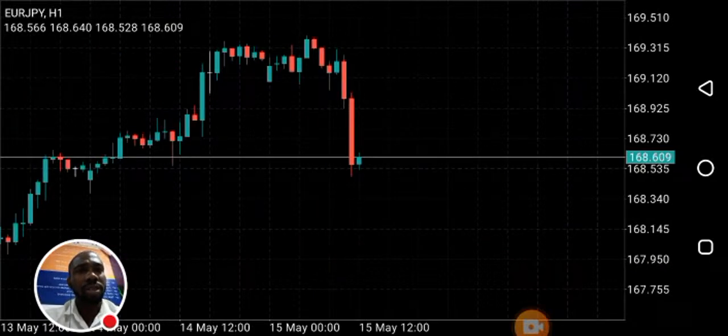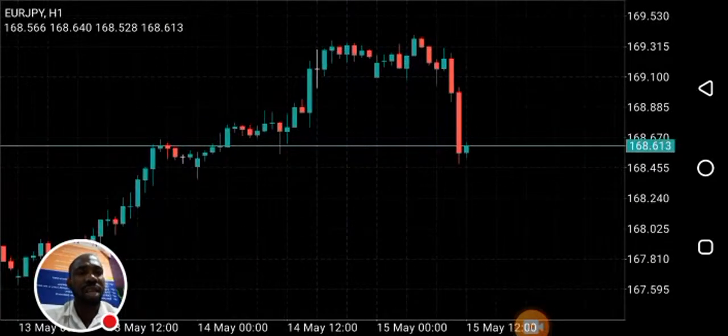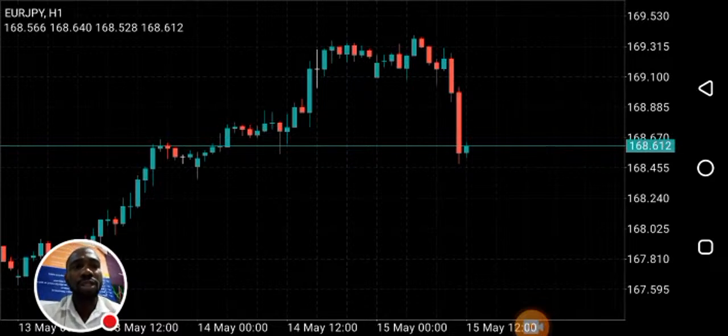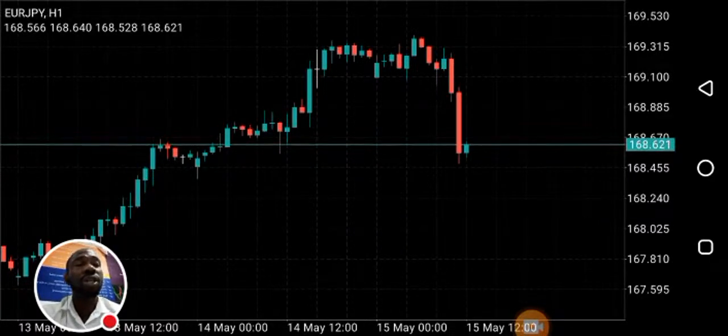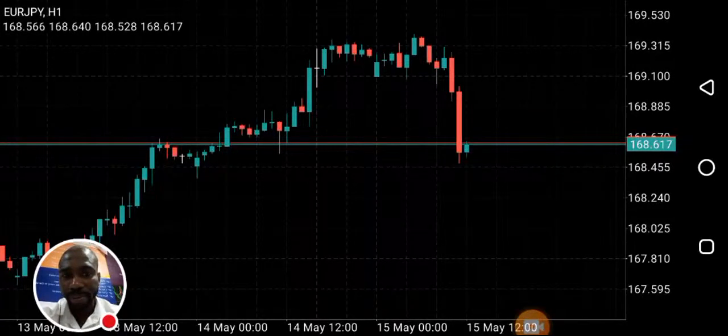Okay, as you can see, the pattern we have on EJ is similar to what we have on GJ. So they are positively correlated. If you're going bearish on GJ, you cannot be buying EJ.